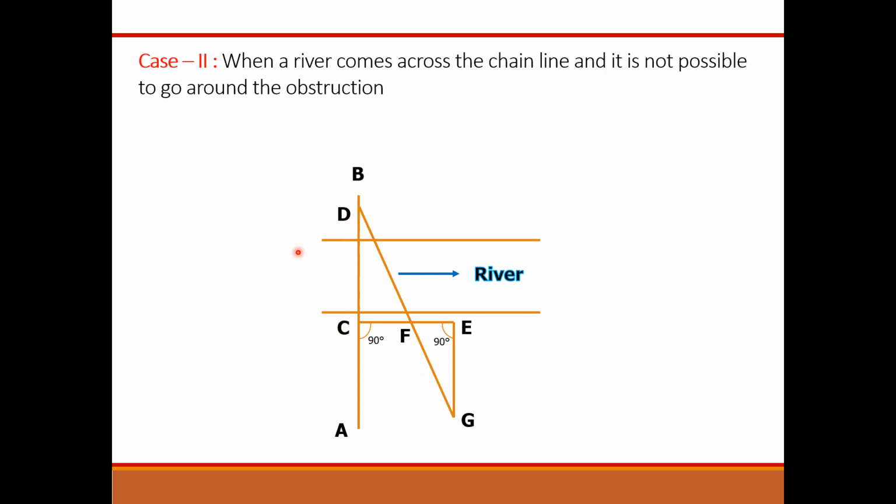So once we have found the value of CD, we are just adding the values of AC plus CD plus DB, which will be equal to AB. So in that manner you can calculate the value of AB.